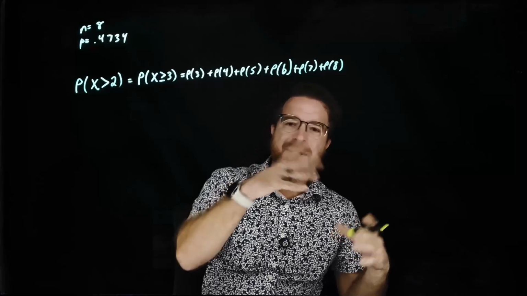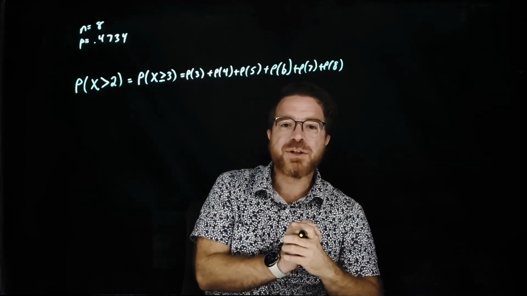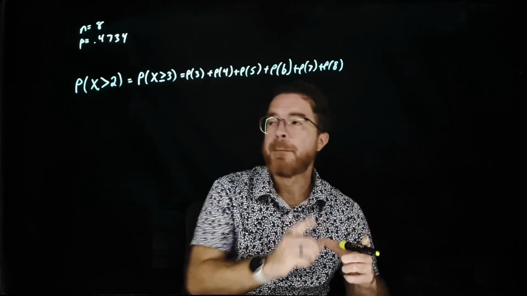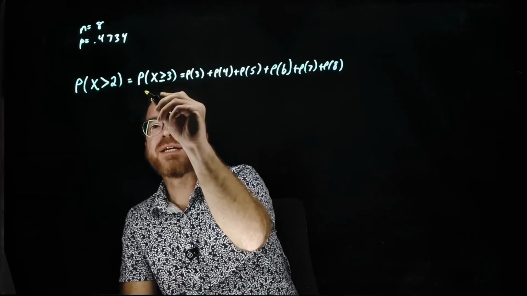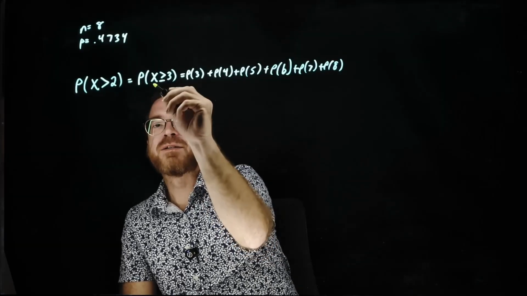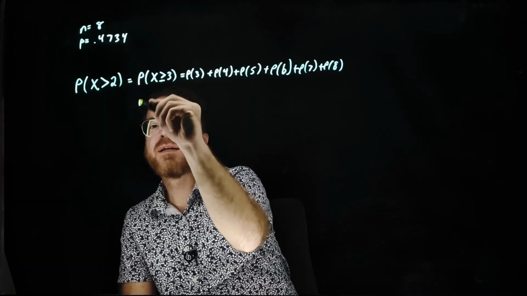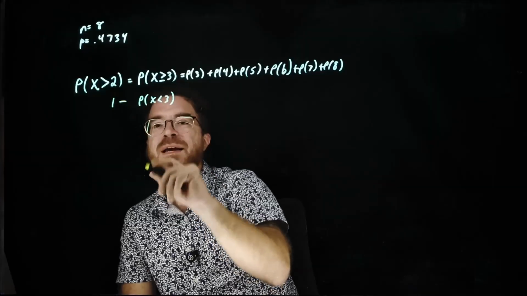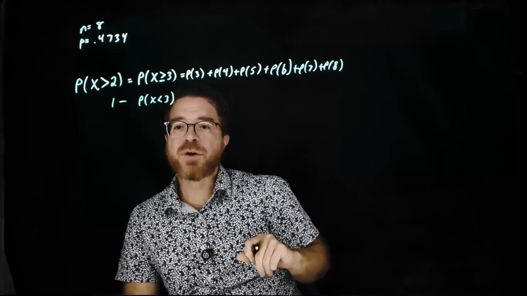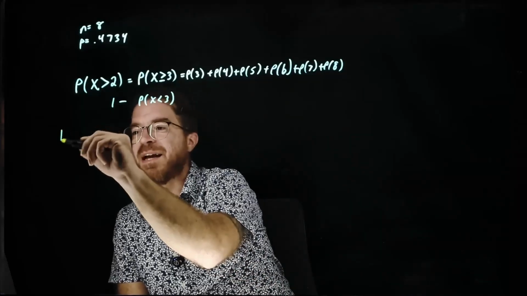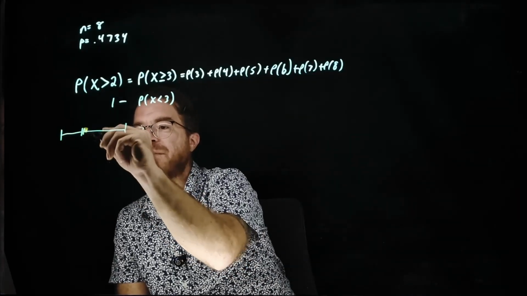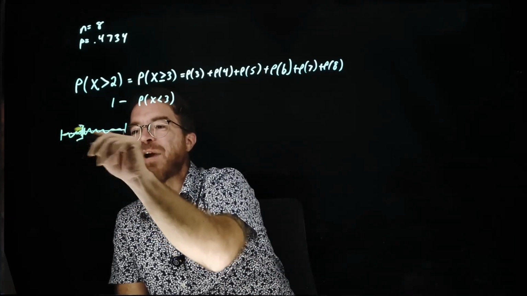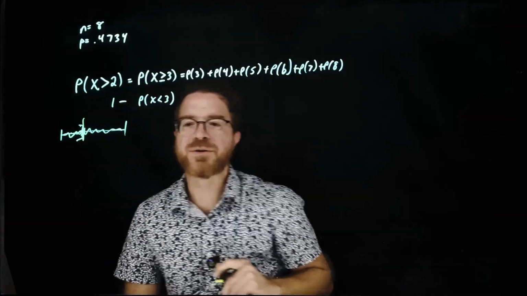Now, this is a lot of binomial probabilities to solve. So what I'm actually going to do is use the complement, right? Because I know that if I take all the probabilities together, they sum up to 1. So the complement of the probability of x greater than or equal to 3 would be the probability x is less than 3. And if I subtract that from 1, then I will get the probability of all of these. So what I'm going to do instead is find the probability of this, subtract it from 1, and I'm going to be left with the other side.